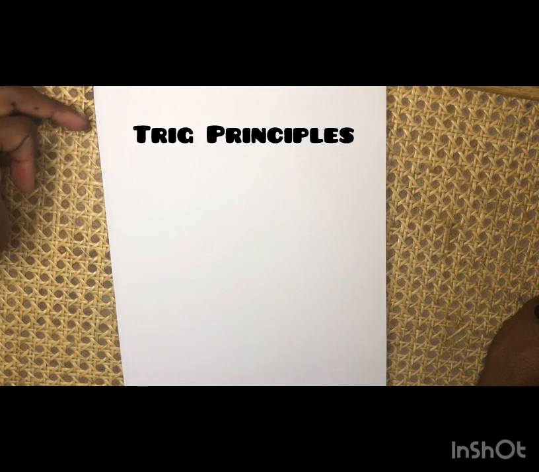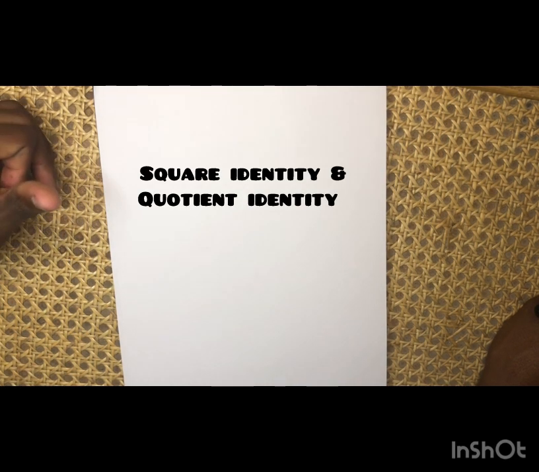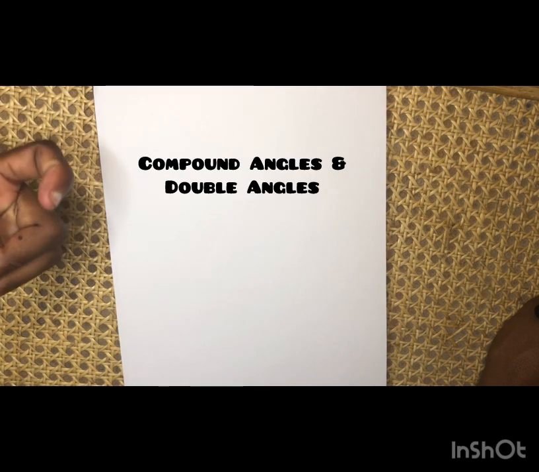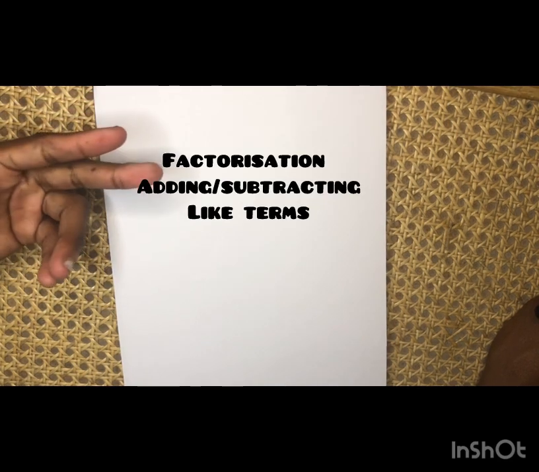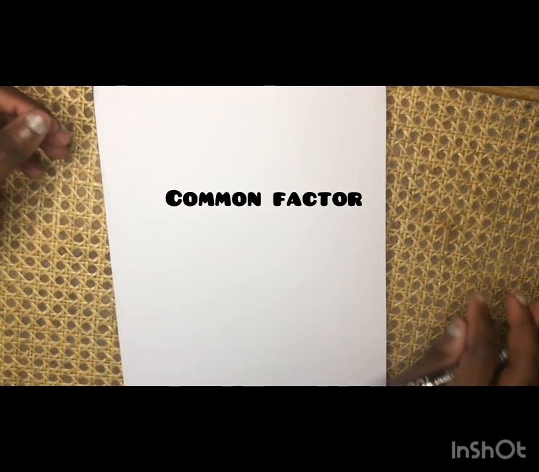Hello guys, welcome back. We are still proving identities. Remember what we said on the previous video. We said that whenever you are proving identities, you must remember your trigonometric principles, such as your basic identities, square identity, quotient identity, and also your compound angles and the double angles, and also your basic algebra: factorization, adding, subtracting, common factor. So without wasting more time, guys, let's do number one.